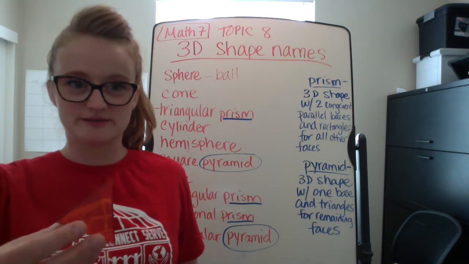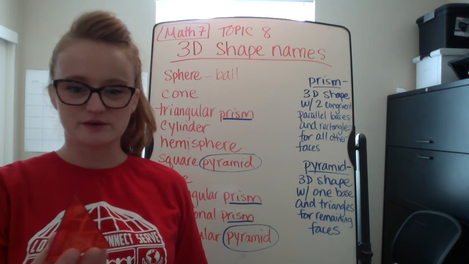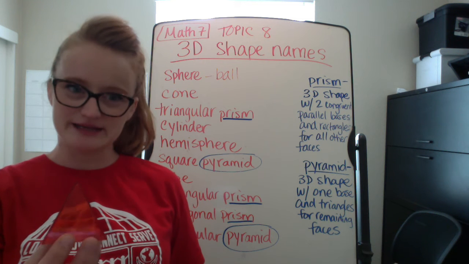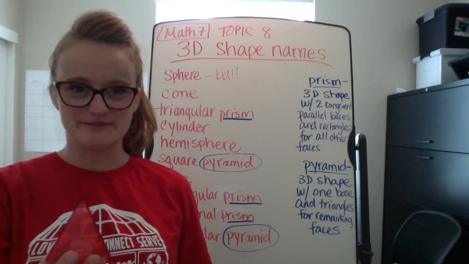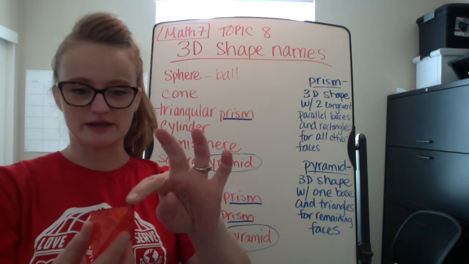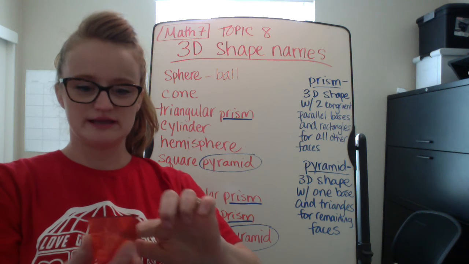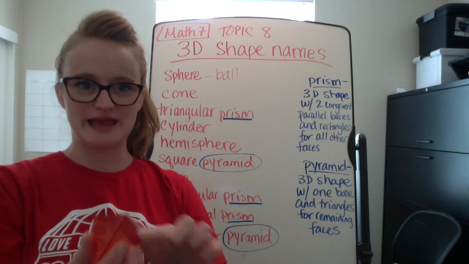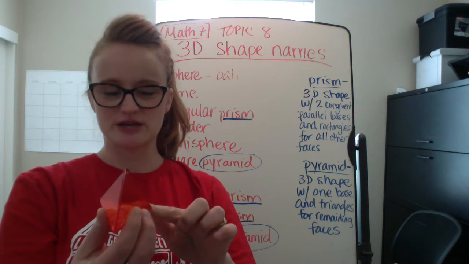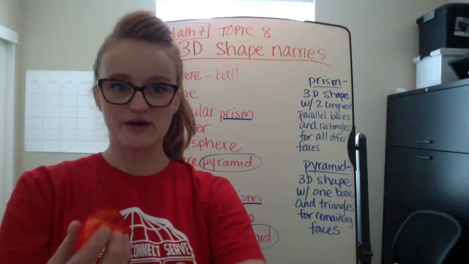Something that we need to know about shapes also are edges. Okay, so edges, think of edges being the line segments that meet all those 2D shapes together. So like this right here, this whole edge is that edge. So we can count how many edges a 3D shape has. And then also we can count vertices.